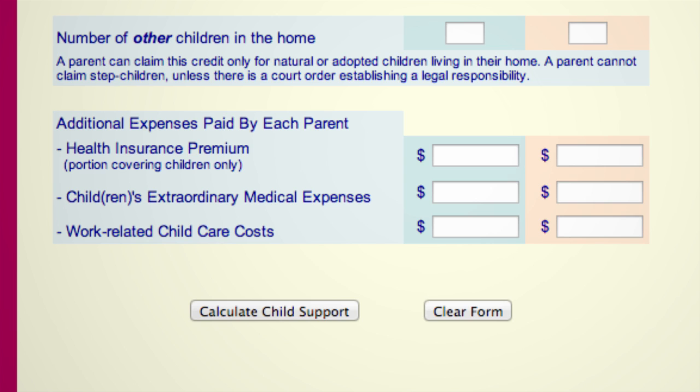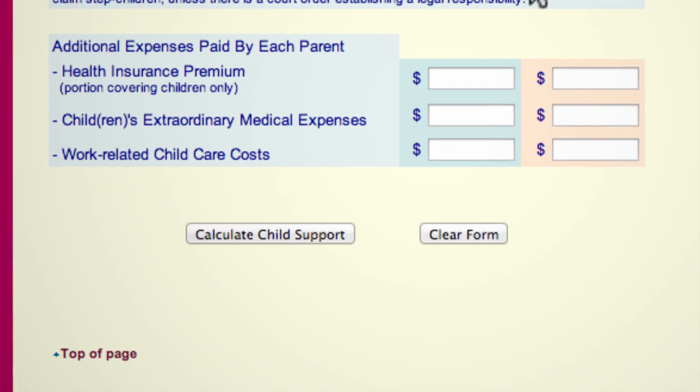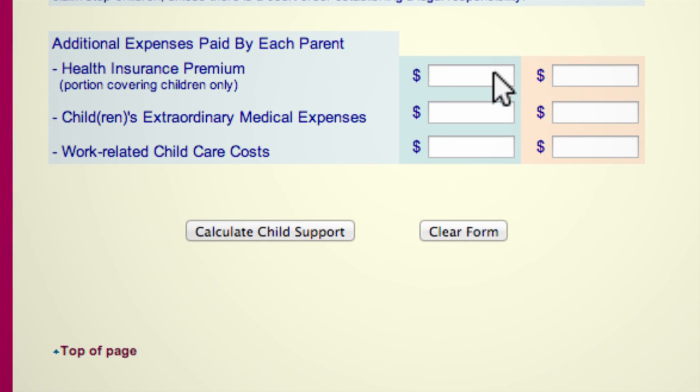In our example, insurance costs $200 per month for family coverage. This is for you, your spouse, and the 2 children in the order. If you cannot determine what amount is for the children, you would divide $200 by 4 as 4 people are included. This is $50 per person. Since you have 2 children, you would enter $100 in this box. If the other parent provides health insurance, the amount that parent pays goes in the box.